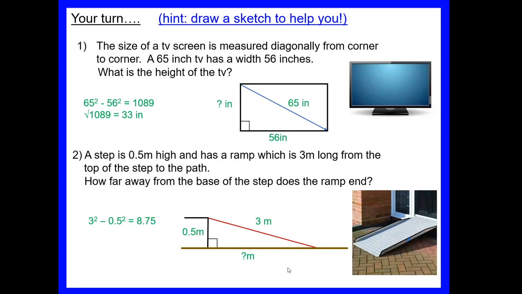So we're going to do 3 squared minus 0.5 squared, which is 8.75. Square root the answer to give us 2.9580, etc. And again, we're going to round that appropriately: 2.96 meters. Make sure you've marked your work there and that you're happy with those answers.